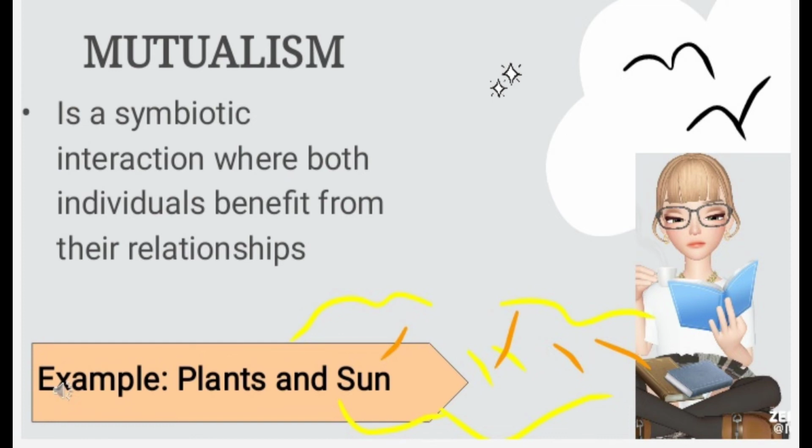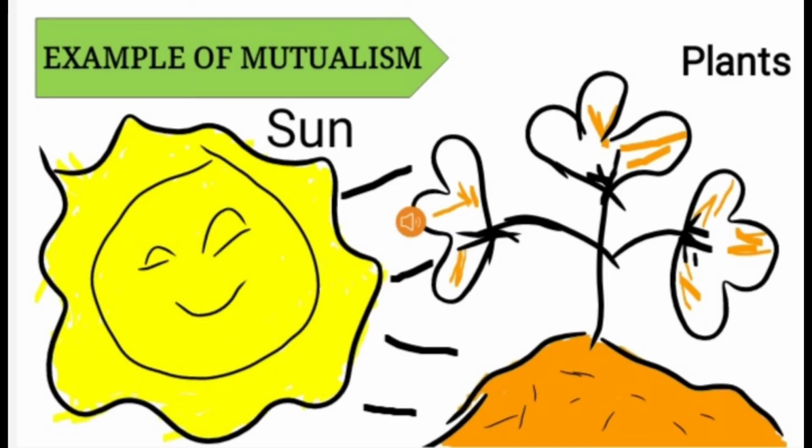Another type of interaction among species is called mutualism. Mutualism is defined as a symbiotic interaction where both individuals benefit from their relationship. An example that we can see on these slides is plants and the sun. This type of interaction can also be considered a give and take relationship, in which plants get energy from the sun and in exchange the plants also give oxygen, which is needed by living organisms to survive. And oxygen that comes from the plants is also beneficial to the ozone layer.